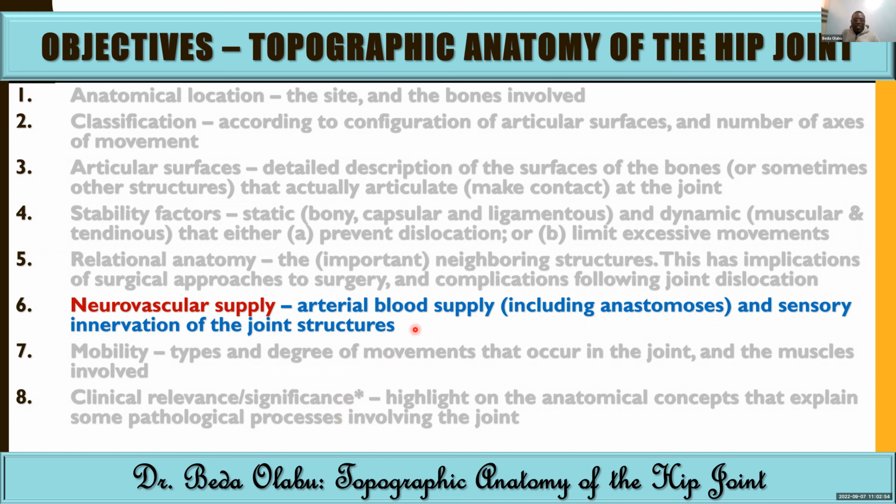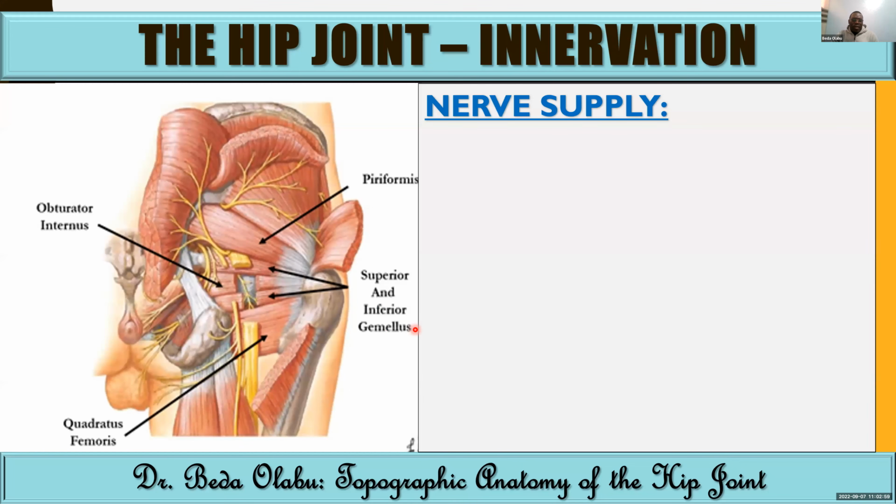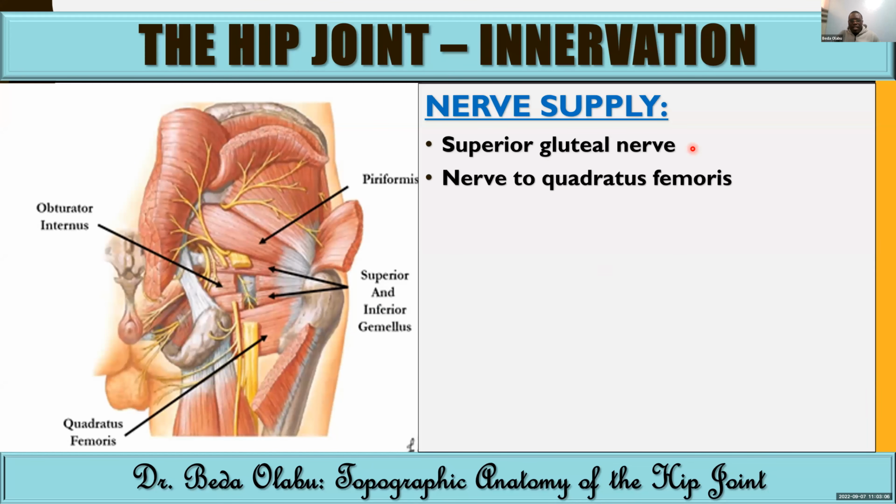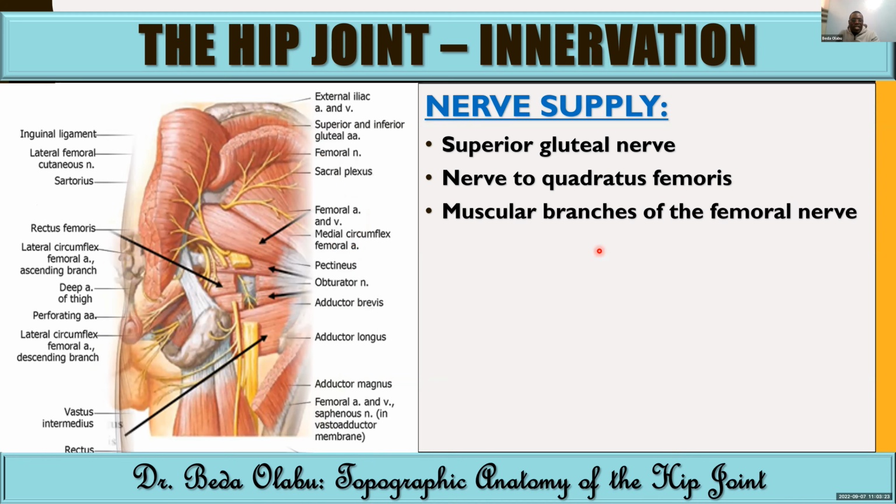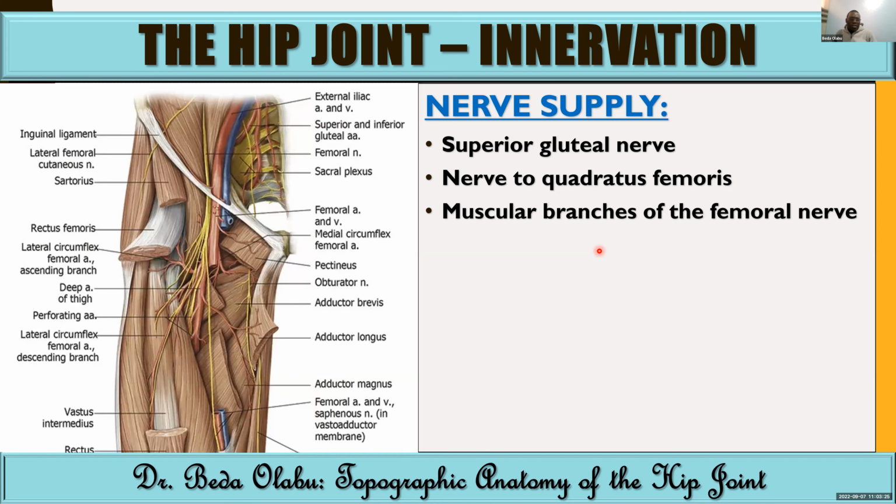Let's talk about the neurovascular supply to the hip joint. We start with the nerve supply. The nerves that go to the hip joint are the superior gluteal nerve, which gives a branch there. Nerve to quadratus femoris also gives a branch to the joint. And the femoral nerve may give direct or muscular branches, which are indirect, to the hip joint as well. It is not hard to talk about innervation of a synovial joint, really, because of some concepts that I want to teach you shortly.